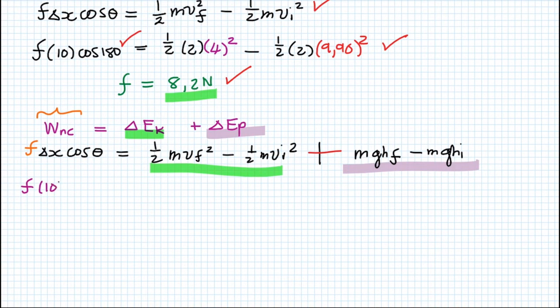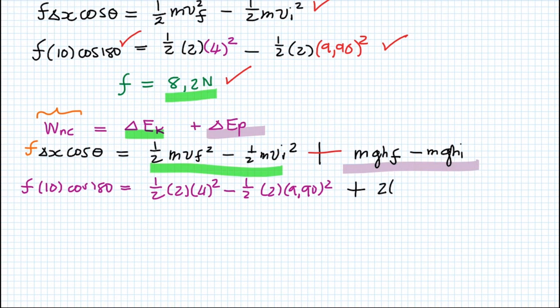It's friction multiplied by 10 cos 180. That does not change. Then we have half times 2 multiplied by 4 squared minus half times 2 multiplied by 9.90 squared. We are then going to add the change in potential energy. Now the object's mass is 2. The gravitational acceleration's magnitude is 9.8. But what is its height above the ground in the end, and what is its height above the ground in the beginning?